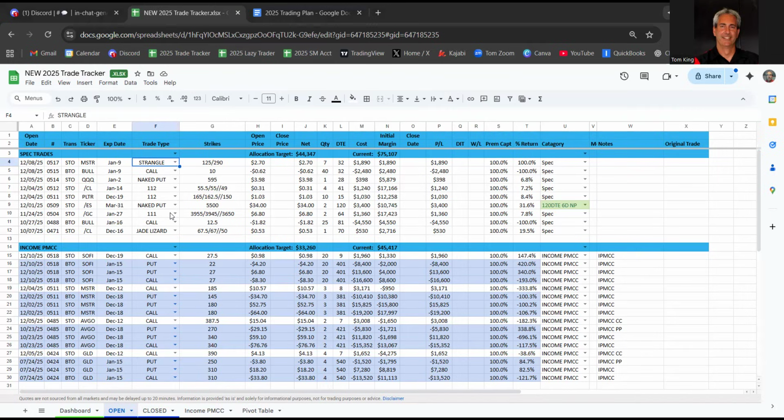Okay. We'll do it until maybe we can't. So that's the only reason that this strangle is classified as a spec trade, not a strangle trade, because strangle trades for me, typically I'm doing those on futures. Hope that makes sense.